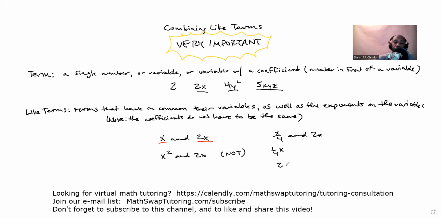So if you have 2xy and 4x, these are not like terms. Yes, they both have an x. Yes, the x is to the same power, however, you have to look at the whole term. This whole term has another variable in it as well that this one doesn't have. Now, if this was 4xy, these would be like terms. But because this has an additional variable in it, that makes those not like terms.